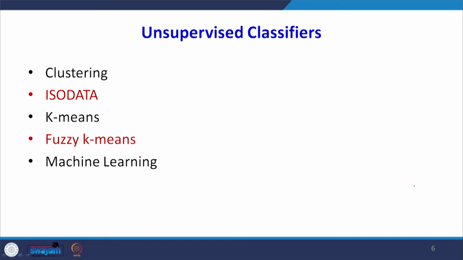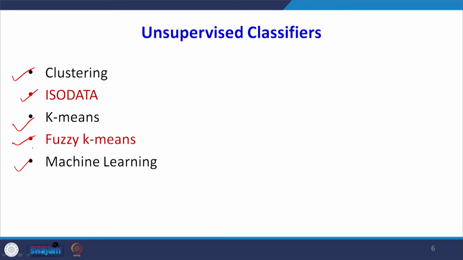Now, there are a large number of unsupervised classifiers which are available, and people have used them. This is called a clustering technique. Basically, it will cluster a group of pixels into one cluster and another group of pixels into another cluster. A very popular clustering technique is the ISODATA technique, which a lot of people have used because of its simplicity. Other techniques could be the k-means classifier, the fuzzy k-means classifier, where the boundaries are fuzzy, or machine learning, which is the latest topic nowadays when we are classifying satellite images using machine learning and deep learning techniques.